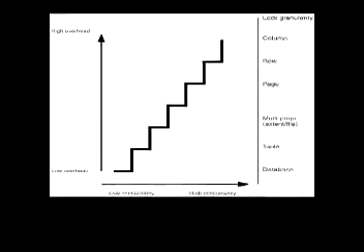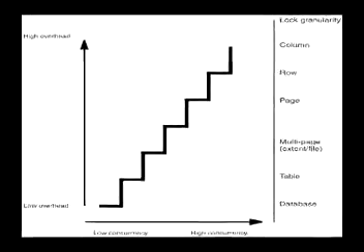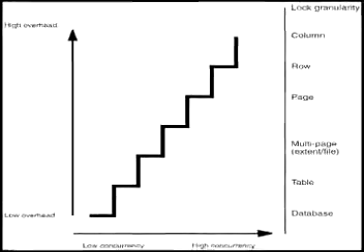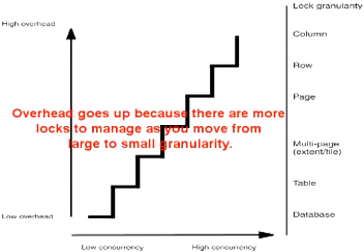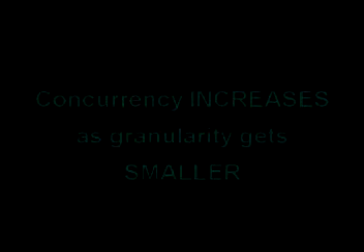It shows that as lock granularity moves from the database level to the column level, overhead increases. Overhead goes up because there are more locks to manage as we move from large to small granularity. It also shows that concurrency increases as granularity gets smaller.